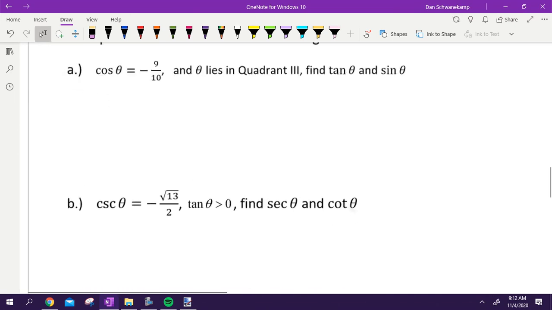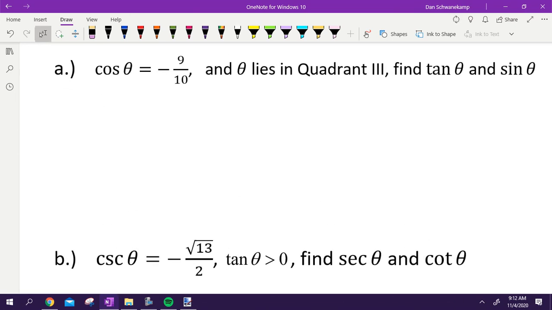On the back side, it looks new. It's exactly what we've been doing. The only tricky part about these ever are signs. You've got to pay attention. Where's it positive? Where's it negative? Okay, so here's what they gave us. They told me cosine is this, and the angle lies in the 3rd quadrant. They don't tell you stuff that you're not going to use. So if they tell you you're in the 3rd quadrant, you better underline it or make sure you don't forget it. Okay, don't forget that part.